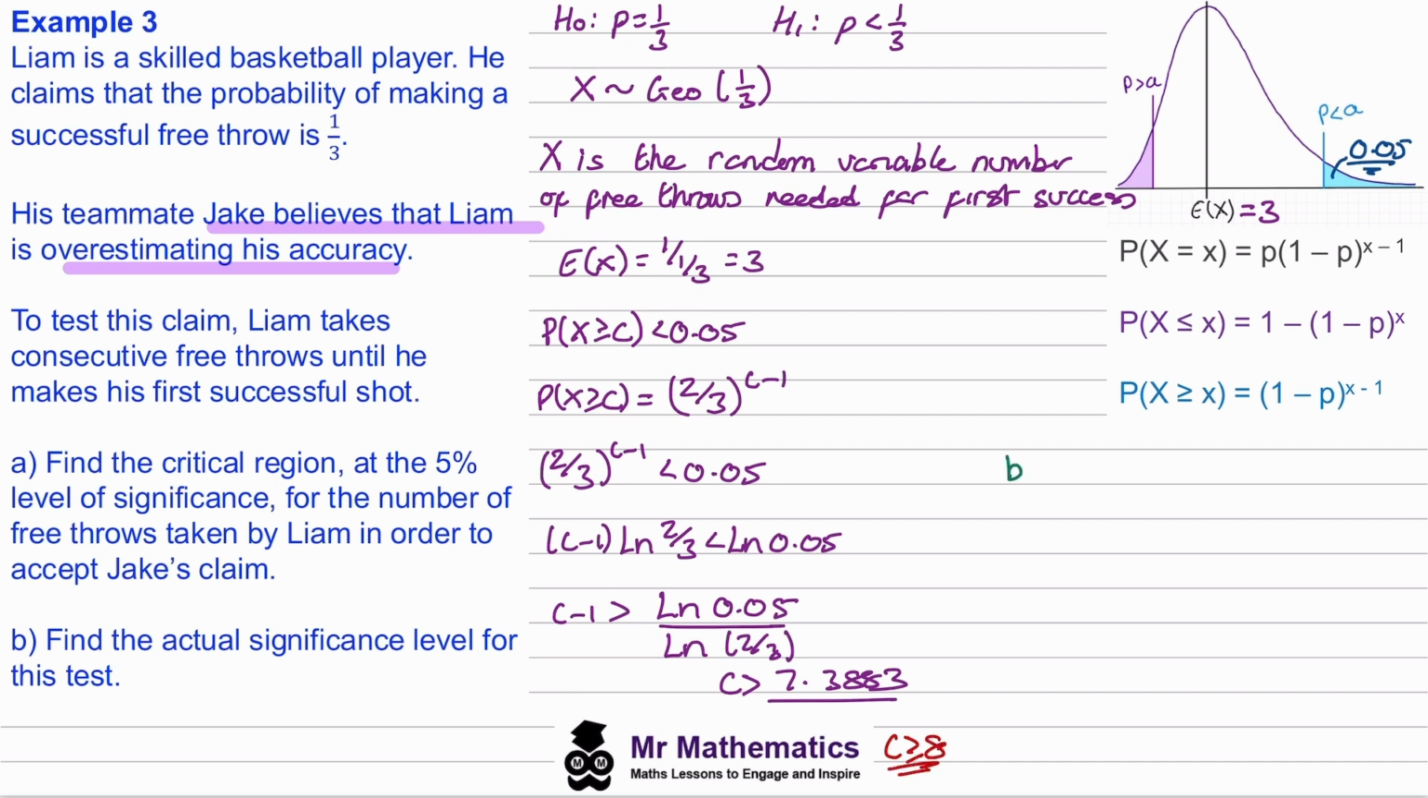And then for part B, the actual significance will be the probability of x being greater than or equal to 8. Again, using this equation, this will be 1 minus p to the power of 7, which gives us 0.0585 to 4 dp.